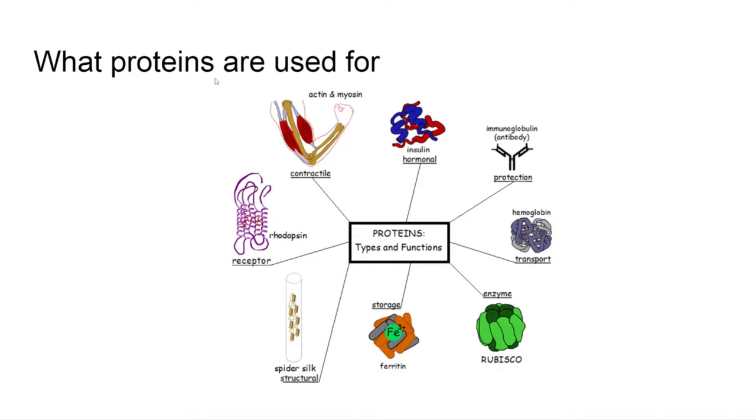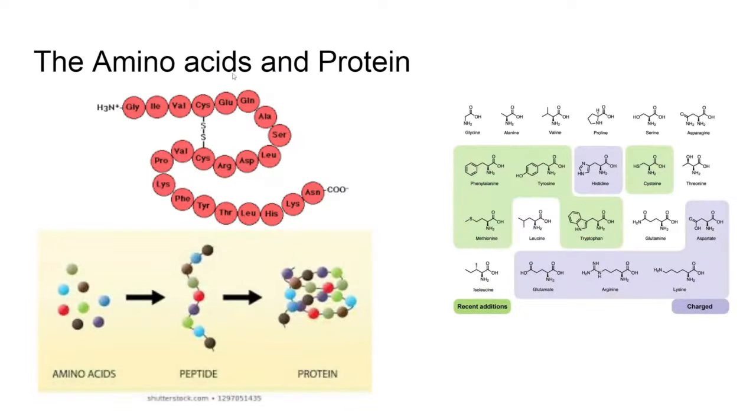So, proteins have different functions, like receptors, structure, storage, and enzymes. So what makes a protein? Well, we have amino acids, which are the monomers, which will make peptides, and then peptides are used to make proteins. There are 20 different types of amino acids, and those are what are going to dictate what a protein will do, because structure determines function.